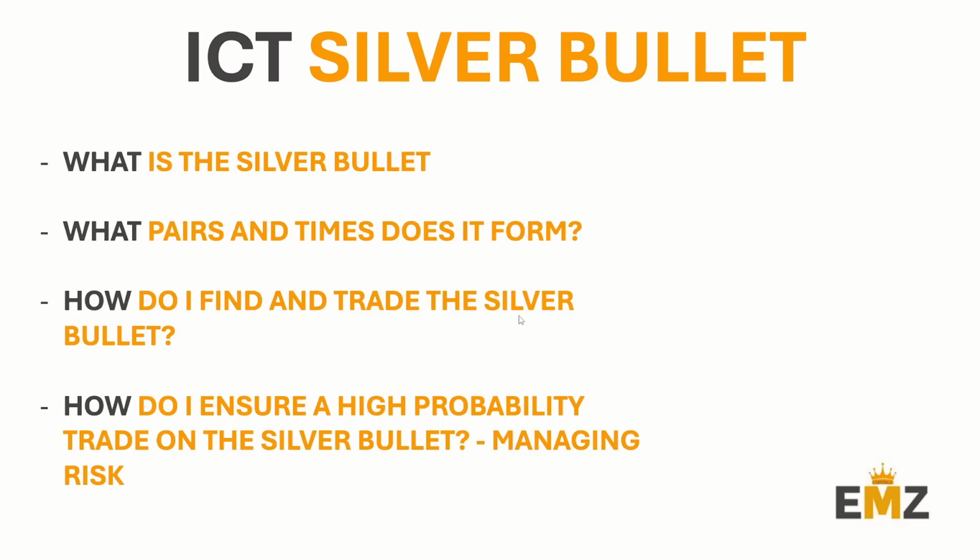I'm going to go through what is the silver bullet, what pairs and times does it form on, how do I find and trade the silver bullet, how do I ensure a high probability trade on the silver bullet. I see a lot of videos on YouTube really overcomplicating the ICT silver bullet, so this video is going to be precise to the point while not missing out on any of the details. So let's get right into it.